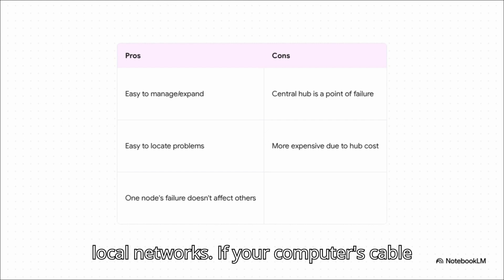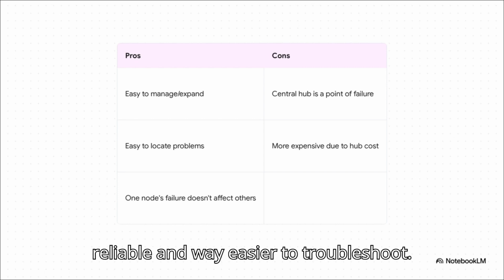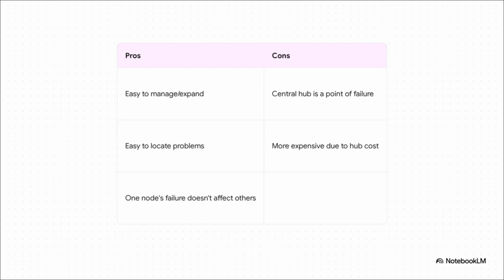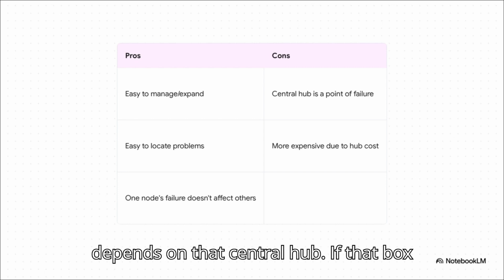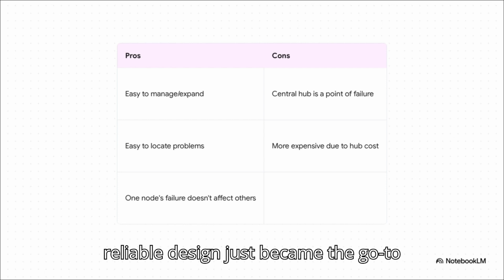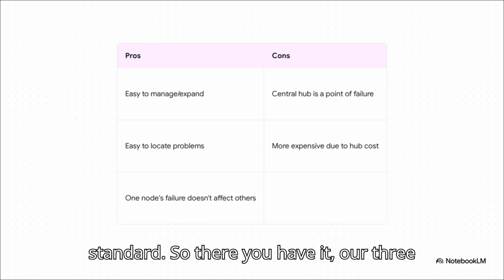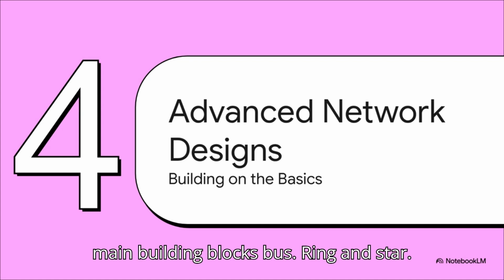If your computer's cable gets unplugged, who cares? It doesn't affect anyone else. This makes it super reliable and way easier to troubleshoot. The only real downside is that everything, and I mean everything, depends on that central hub. If that box dies, the whole network is toast. But as hubs got cheaper and cheaper, this reliable design just became the go-to standard. So there you have it, our 3 main building blocks, bus, ring, and star.